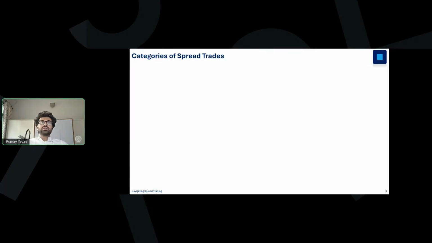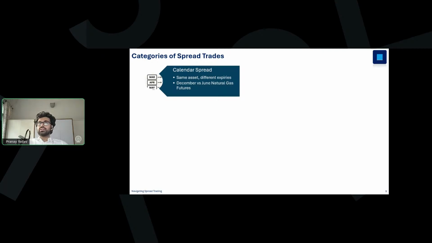With that, I'd like to delve into a bit of an overview in terms of categories of what spread trades actually exist. First of all, there are calendar spreads. These are spreads that consist of positions in the same asset but different expiries. For example, these could be a position consisting of a position long December futures and short June futures, both of them in the same underlying of natural gas.